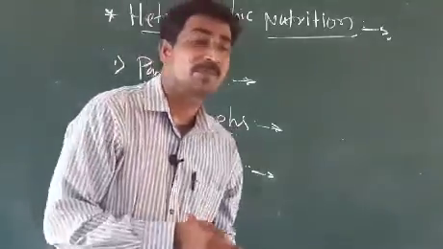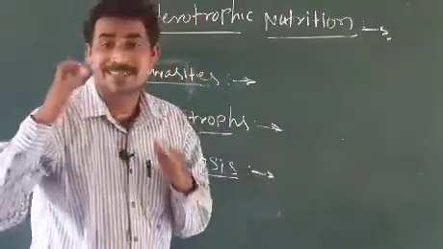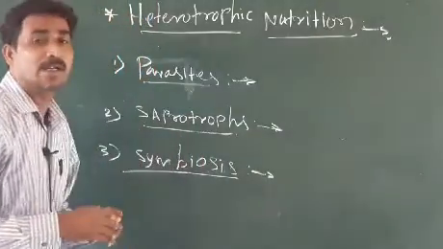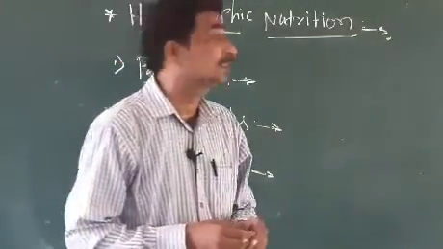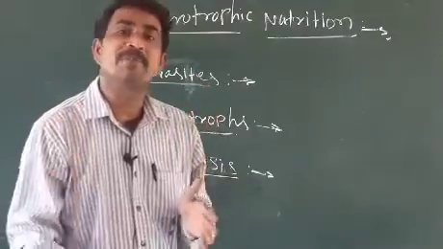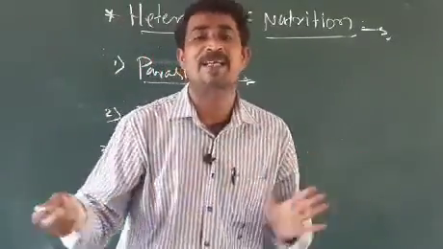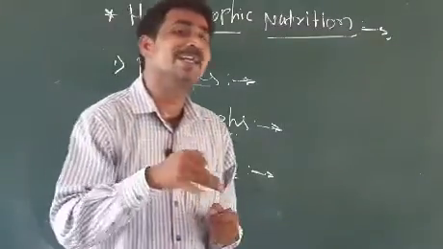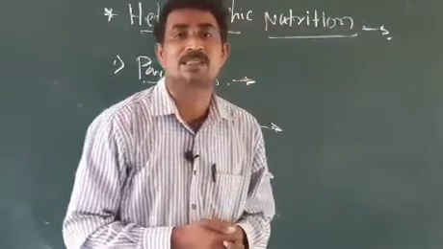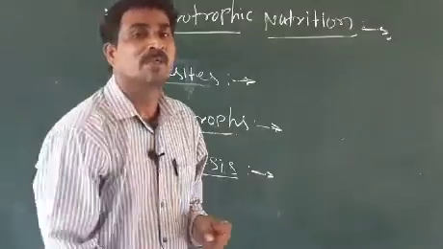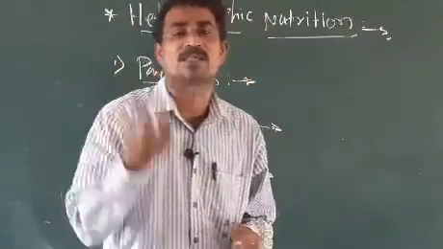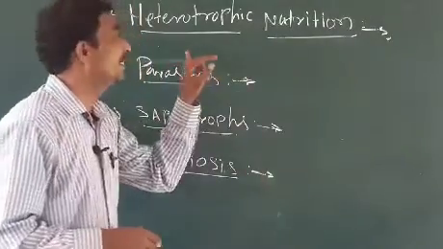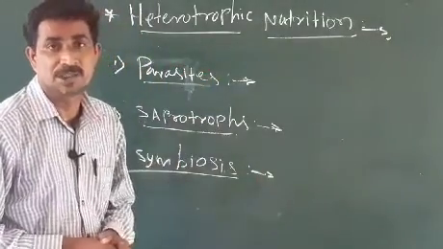Afterwards we go on to the second part, which we call heterotrophic nutrition. What are heterotrophs? They do not prepare their own food by themselves. They depend upon organic materials, or depend on others. Such a mode of nutrition we call the heterotrophic mode of nutrition.